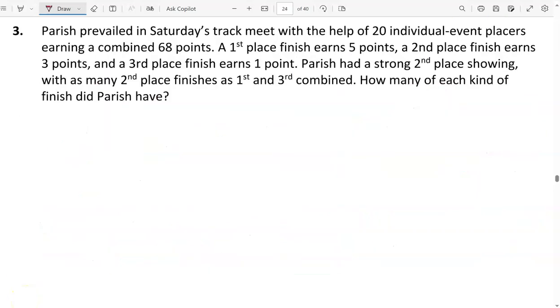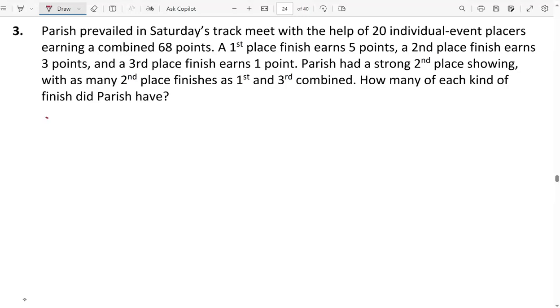In number 3, we have a track meet, and there are 20 individual event placers. That means the number of first, second, and third placers in each event, and they're earning a combined total of 68 points. A first place finish earns 5 points, a second place finish earns 3 points, and a third place finish earns only 1 point. Parrish had a strong second place showing with as many second place finishes as first and third combined. How many of each finish did Parrish have?